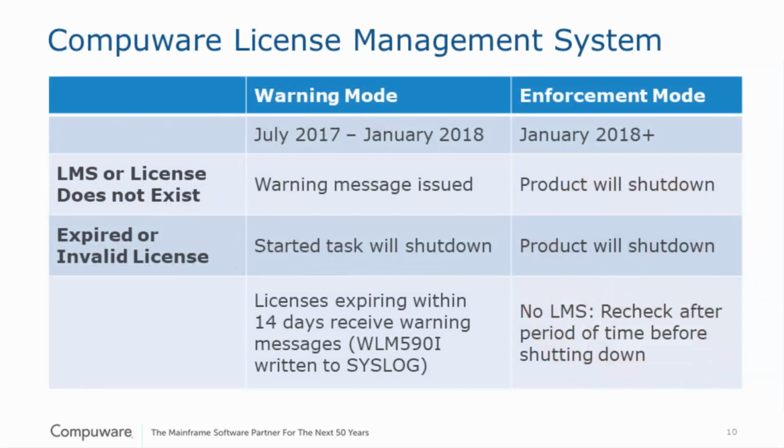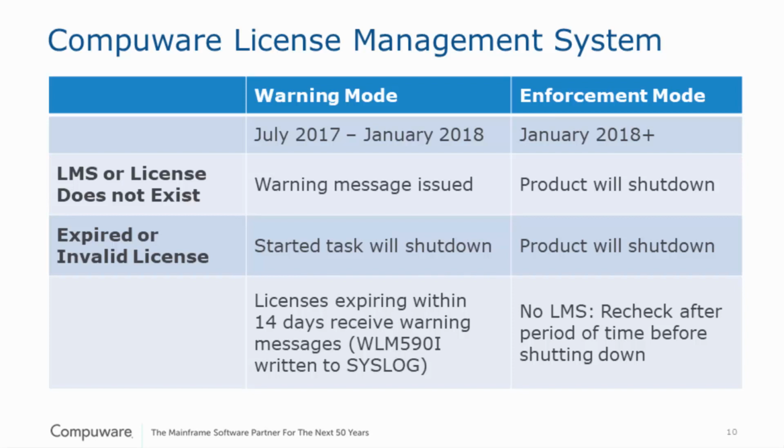So the Compuware License Management, when we first came out with this back in July, we're going to be in warning mode from July 2017 to January 2018. And again, this is only enabled once you apply that TMT 7110 maintenance. What we're doing is, if you don't have LMS installed or a license doesn't exist, we're going to put a warning message out. If you do have LMS installed and you have an expired or an invalid license certificate, the started task will shut down, though.